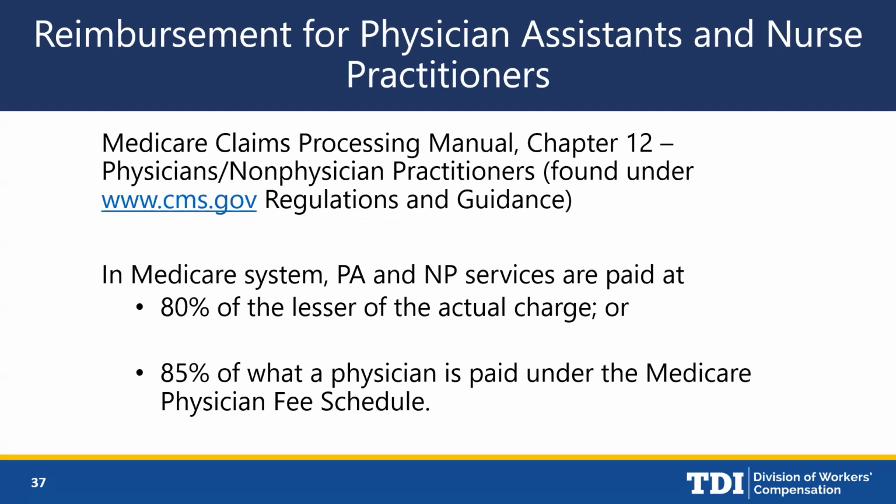Reimbursements for PAs and nurse practitioners in the Medicare Claims Processing Manual is found in Chapter 12. You can go to cms.gov. In the Medicare system, PA and NP services are paid at one or the other: the lesser of 80% of the actual charge or 85% of what the physician, in this case, is paid under the Medicare physician fee schedule. So that's an either or, and they're taking the lesser of. We don't do that. That's in conflict with 1451.104.